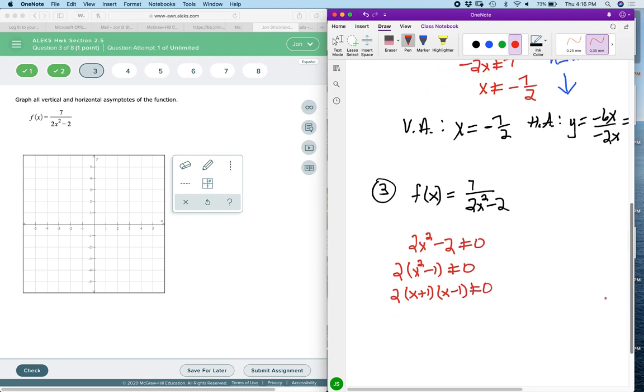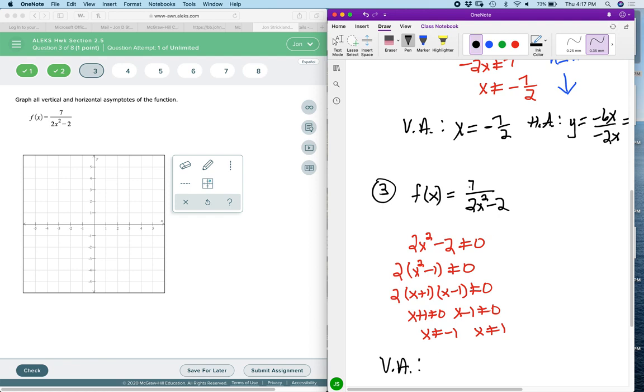And looking at what we have with the x factors. Okay, so we have that x plus 1 cannot be 0, and that x minus 1 cannot be 0. So we have that x cannot be negative 1. We also had that x cannot be equal to positive 1. So in the case of the vertical asymptotes, we're going to have a couple of these.